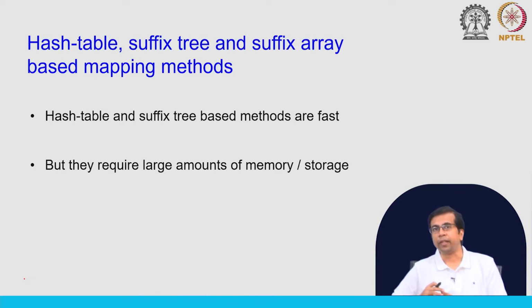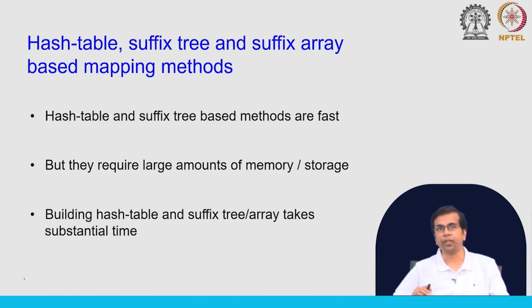But the problem is they require a large amount of memory or storage. All these methods take at least 12 to 15 GB of RAM if you are working with the human genome, which means you probably would not be able to run this on a desktop system. The suffix tree, for example, takes even more, about 30 to 35 GB of RAM for the human genome, because of that elaborate data structure.